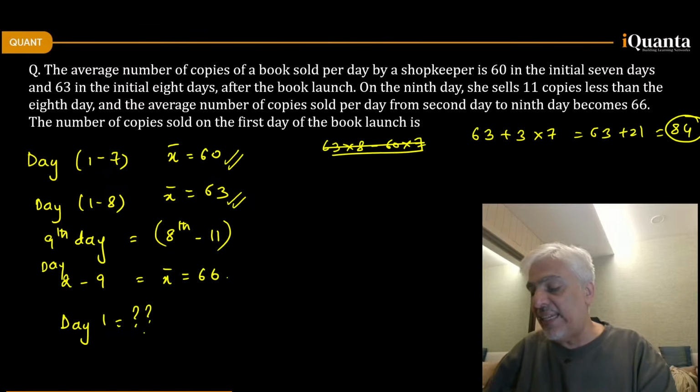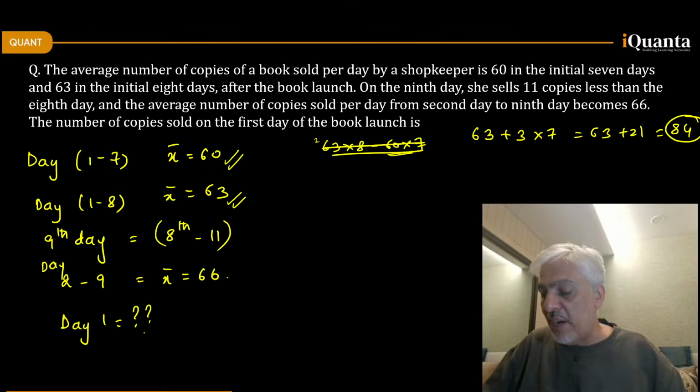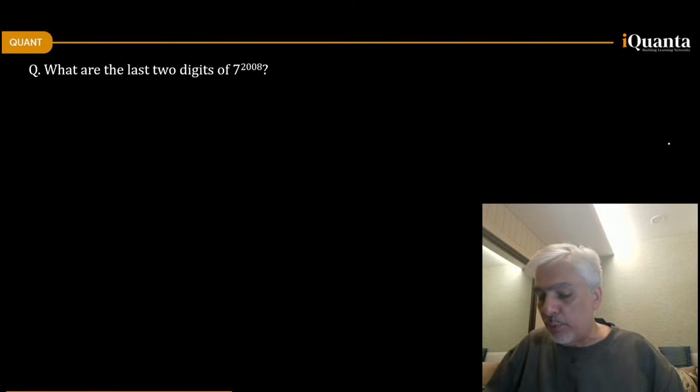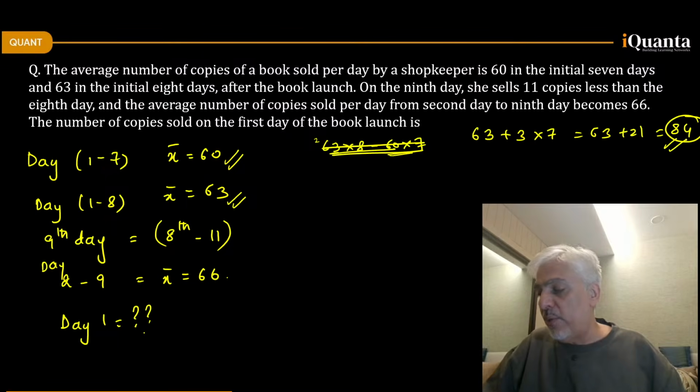You can do 63 8s minus 67s. The answer will still come. See, 504 minus 420, 84. Sorry, not 484, 504 minus 420, 84. This would have come to 84, but I want everybody to understand this approach.